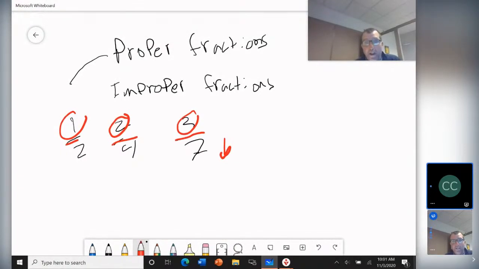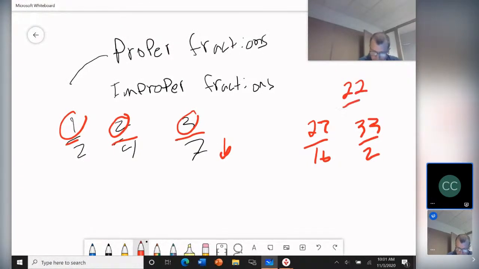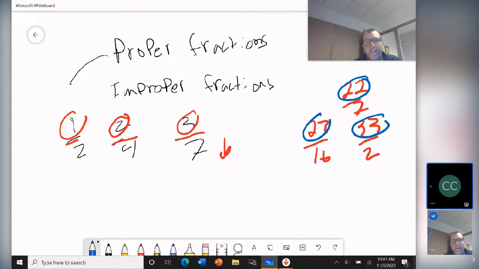An improper fraction would be the opposite. That's when the numerator is bigger than the denominator. So when the top number is bigger than the denominator, we consider that an improper fraction. And we have to get it to a proper fraction, okay?